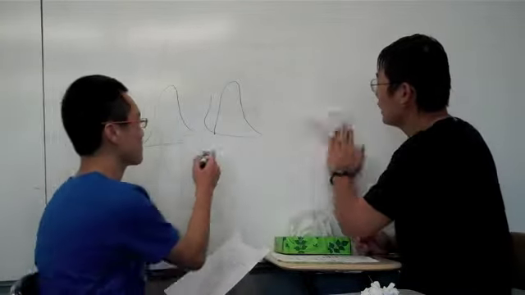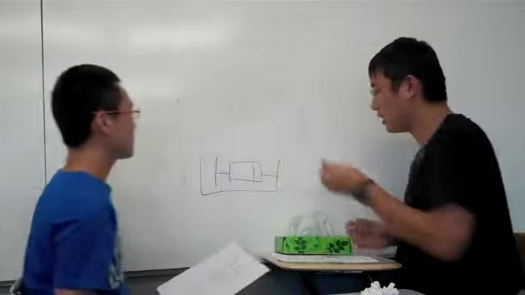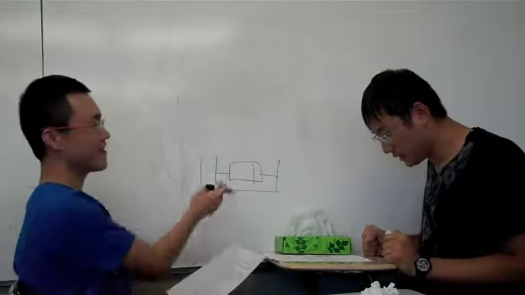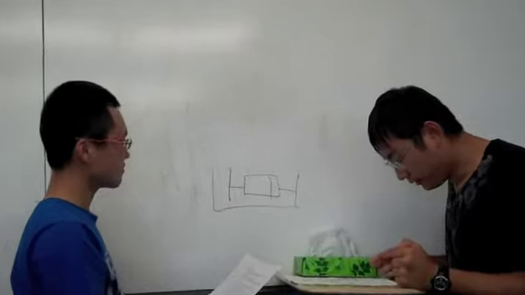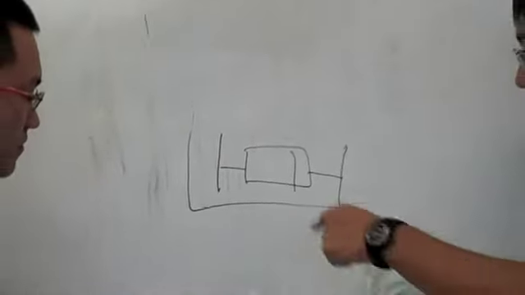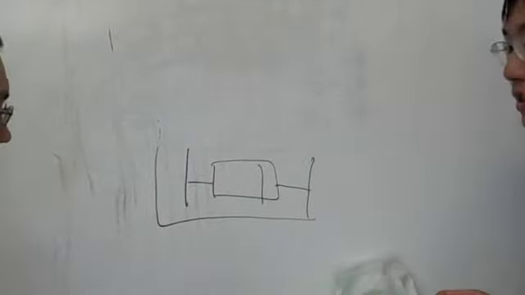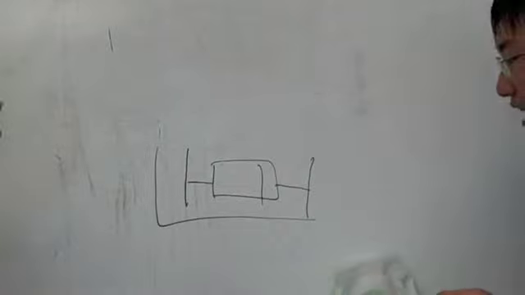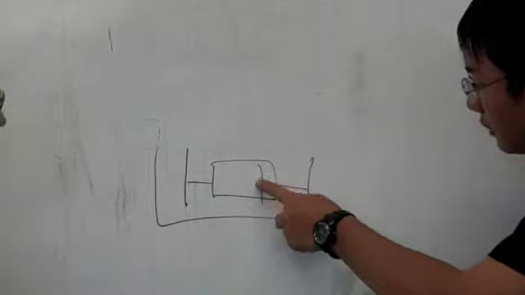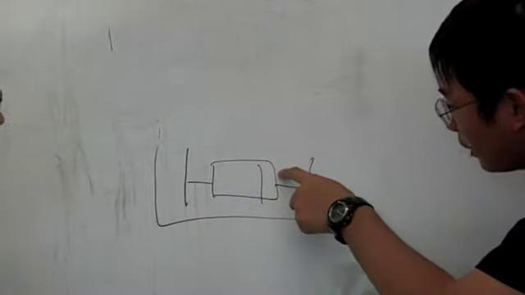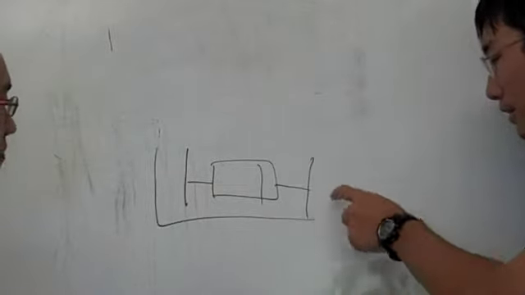I remember there's a five-number plot or whatever that's called. Oh yeah, a box plot. Yeah. In a box plot, we use the five-number summary. The first one is the minimum, and the second one is quartile 1, which is the median of the lower half. Yeah. And we have the median in the middle, and we have quartile 3, which is the median of the upper half, and then we have the maximum.